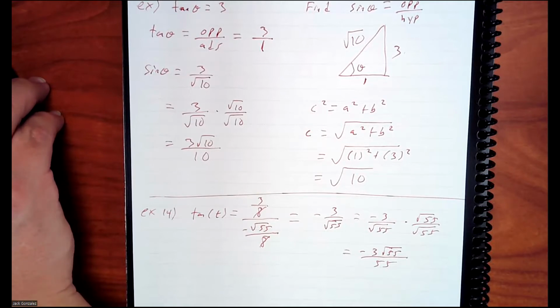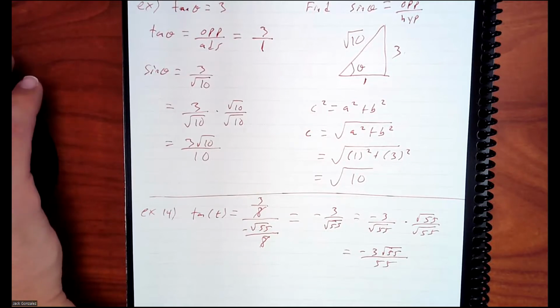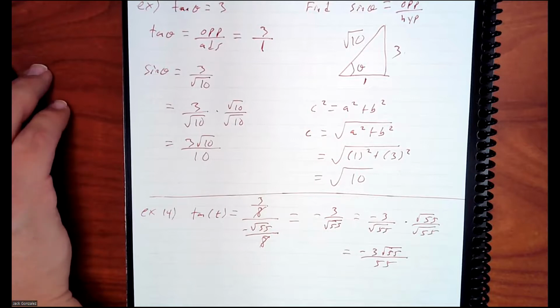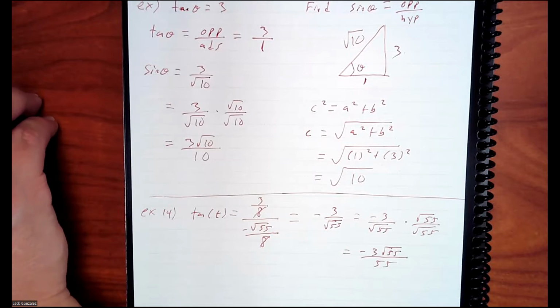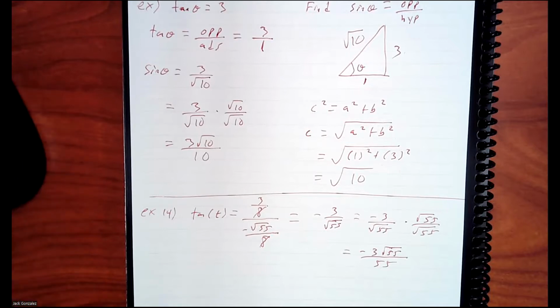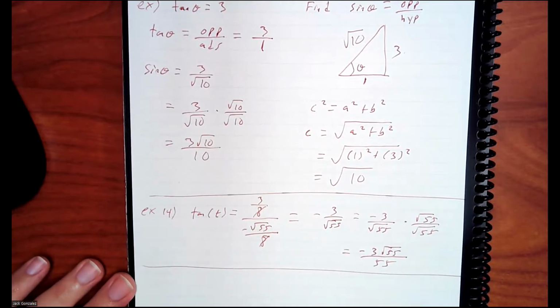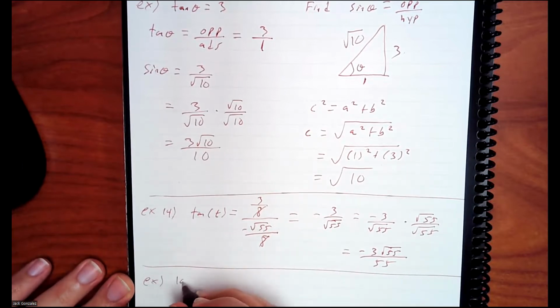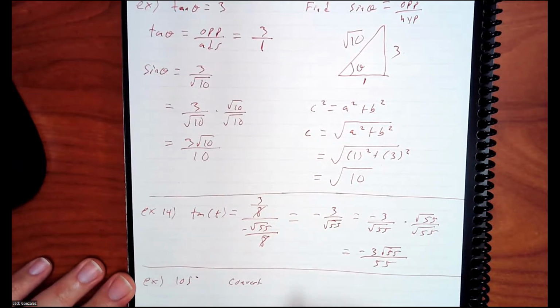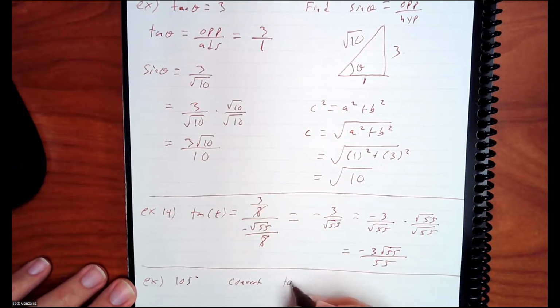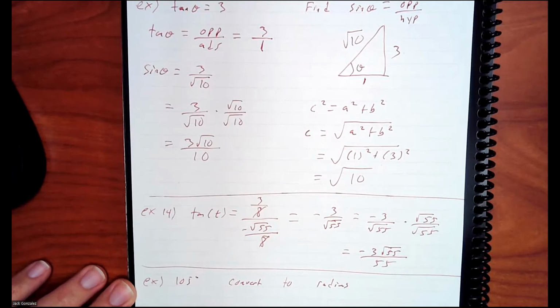What is this? Is this a review? Review, yeah. Oh, this guy? Oh, 105. Yeah, okay. It says convert to, what's the word? Radians. I'm not sure about that coffee earlier. Like dying now.